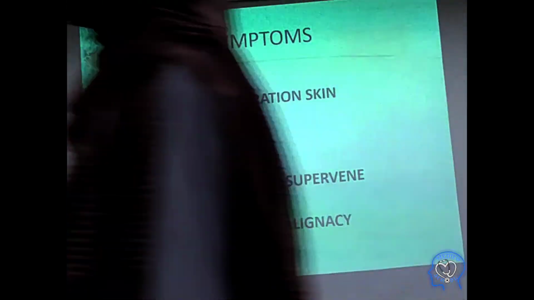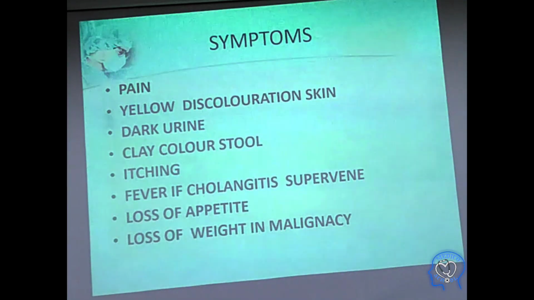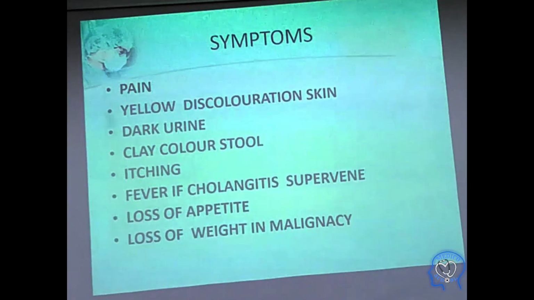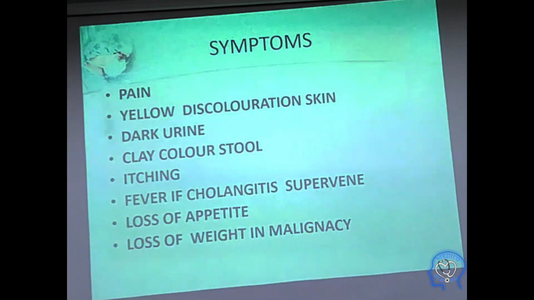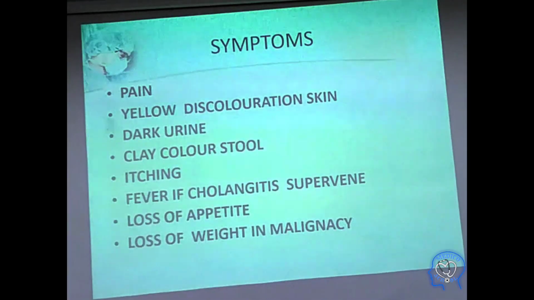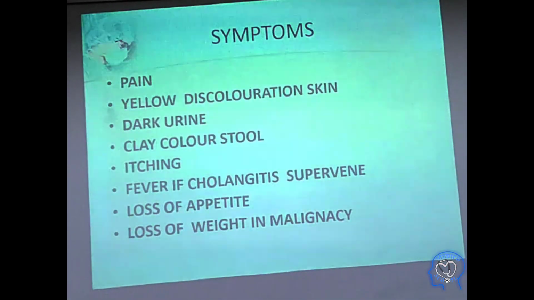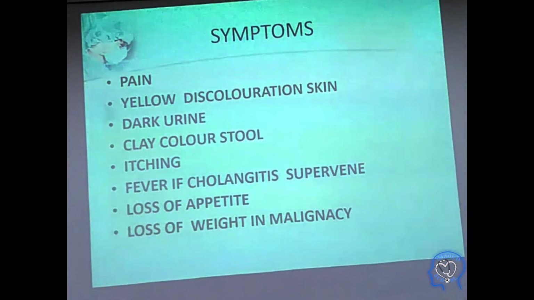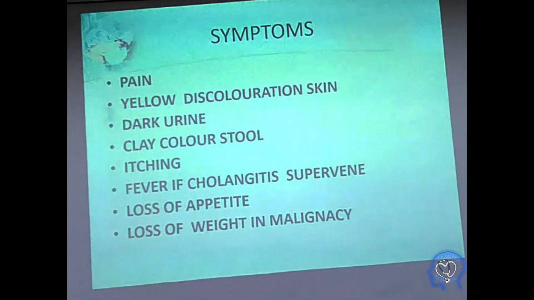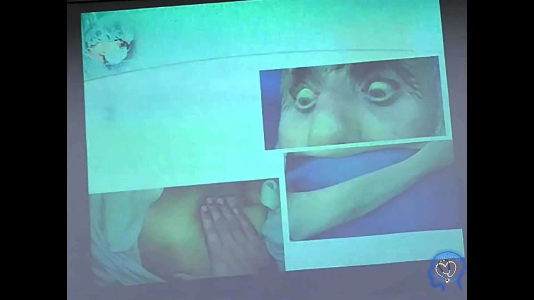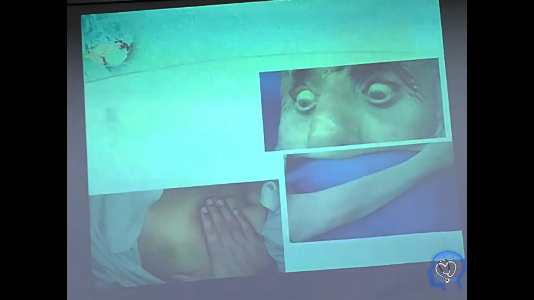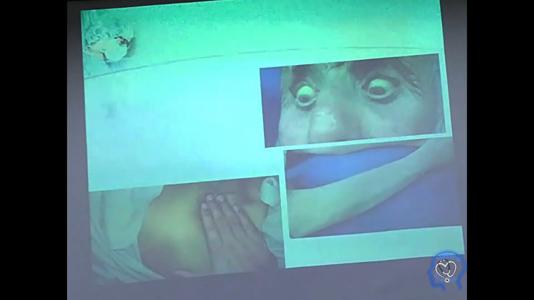So the patient will present to you with a complaint of right hypochondriac pain, yellowish discoloration of skin which is progressive, dark color of urine which was not initially present, clay colored stool or white colored stool, itching all over the body, and if the patient is having fever, we will call it cholangitis. The patient may also complain of loss of appetite and loss of weight, and loss of weight also indicates that there is some malignancy. So you can see that the area is yellow and the lymph nodes are also palpable over here.